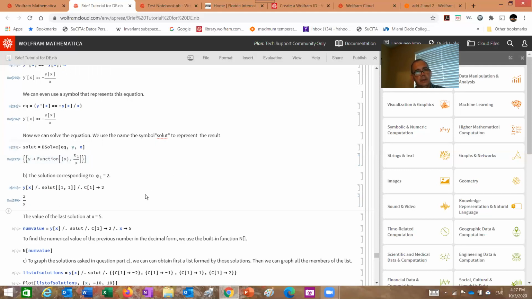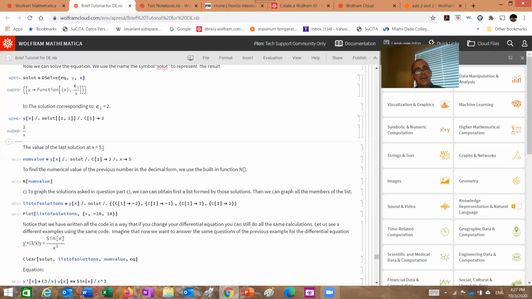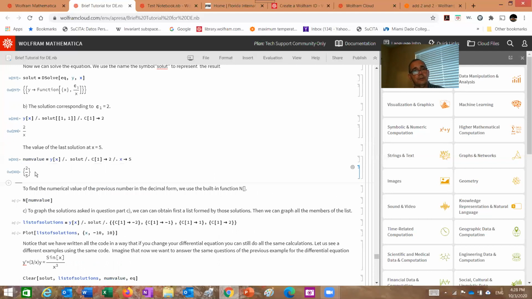And so now, what is the value of that solution at x equals 5? The numerical value is y of x again. We are going to replace this by the solution that we found, and then we are going to replace the C1 by 2, and then we're going to replace the x by 5. So we are applying all these rules to that expression, and then you get that in that case the value is 2/5.